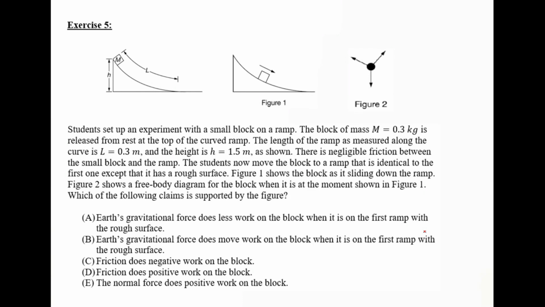Now exercise 5. Students set up an experiment with a small block on a ramp. The block of mass 0.3 kg is released from rest at the top of the curved ramp. The length of the ramp as measured along the curve is 0.3 meters and the height h is 1.5 meters, as shown. There is negligible friction between the small block and the ramp. The students now move the block to a ramp that is identical to the first one except that it has a rough surface. Figure 1 shows the block as it's sliding down the ramp. Figure 2 shows a free body diagram for the block at the moment shown in figure 1. Which of the following claims is supported by the figure? Friction does negative work on the block, because this is always the case.